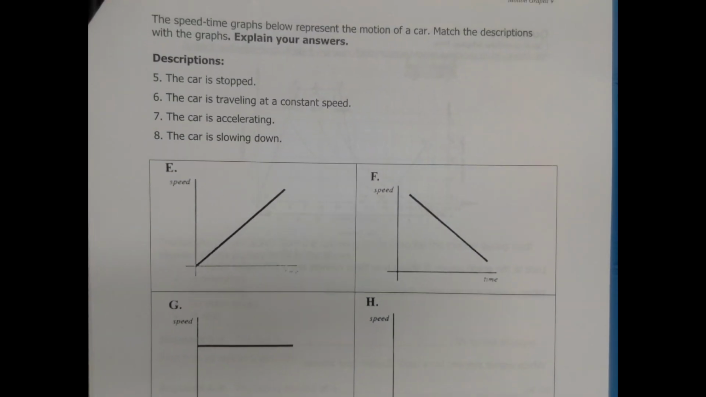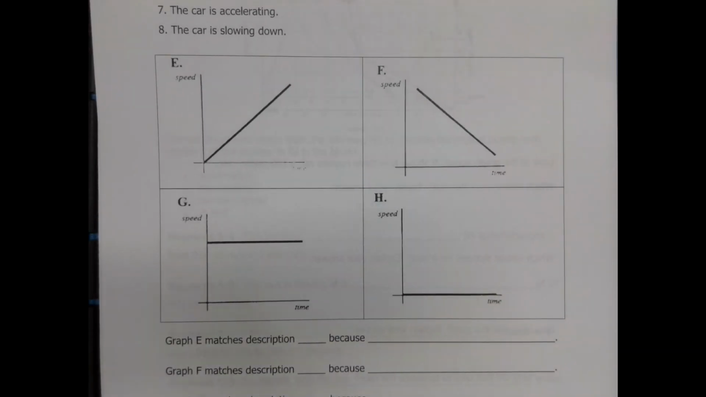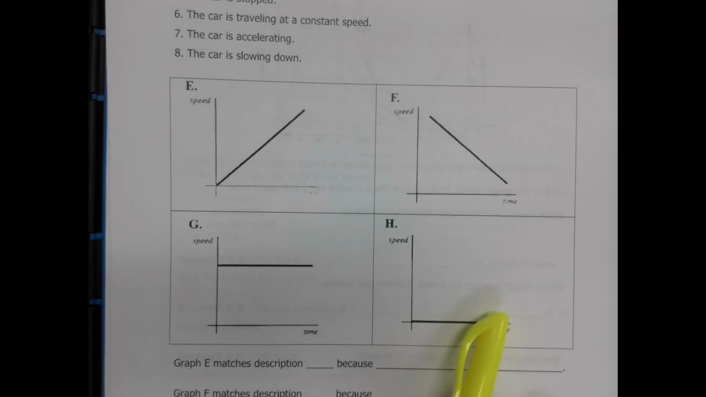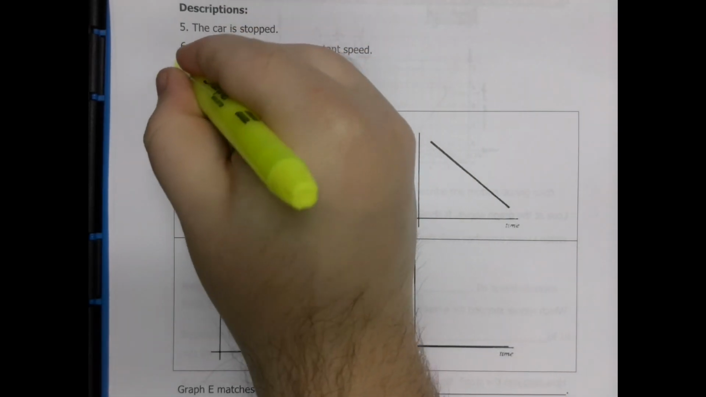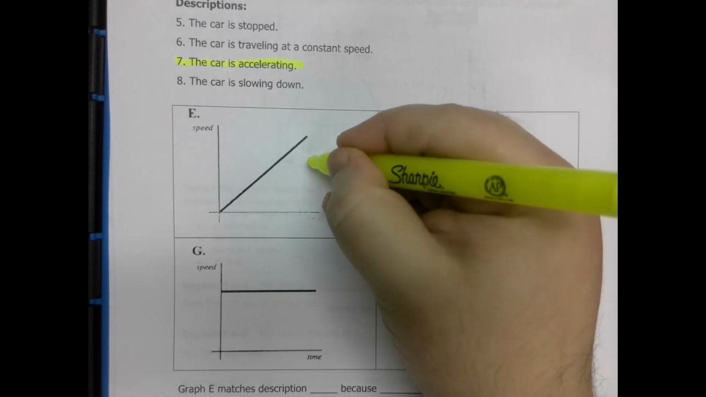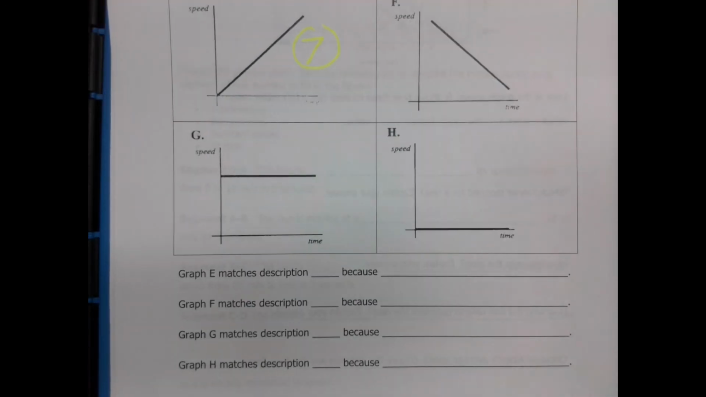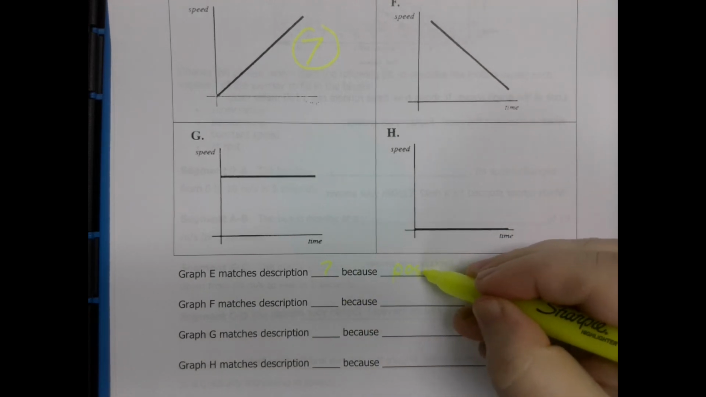So the speed-time graphs below represent the motion of a car. Match the descriptions with the graph and explain your answer. So graph E matches which description? The car is accelerating. We know this because it's a positively sloped line.